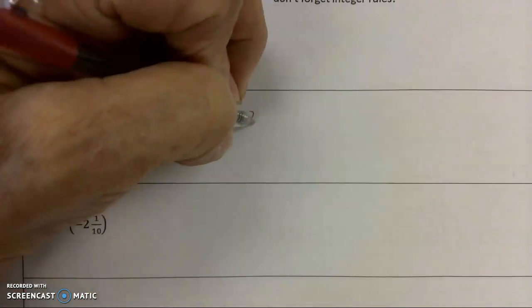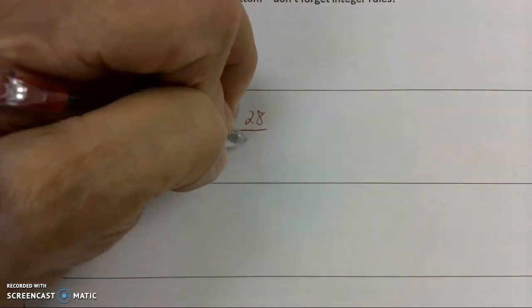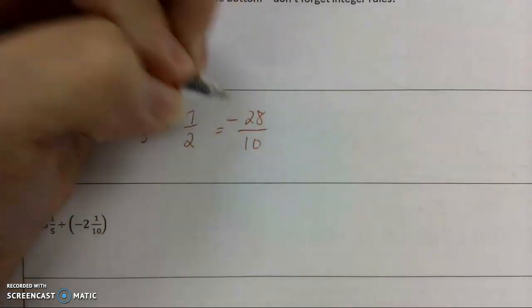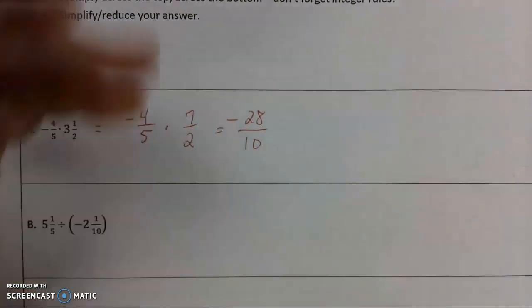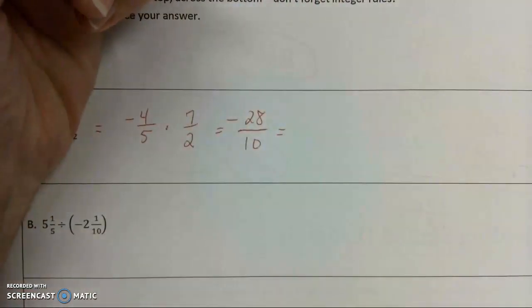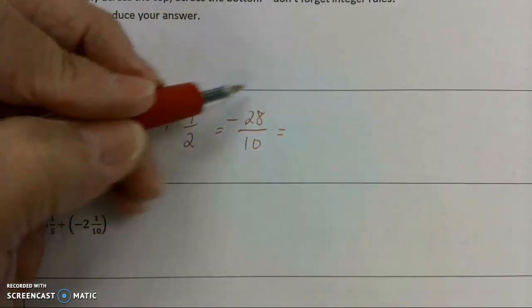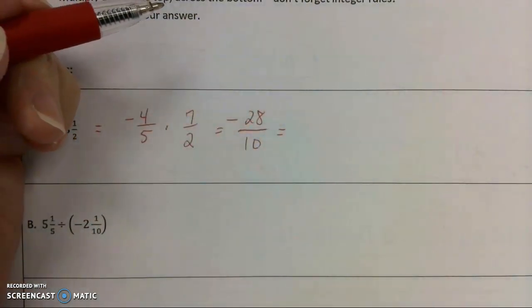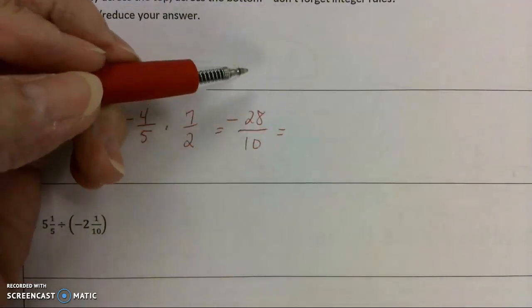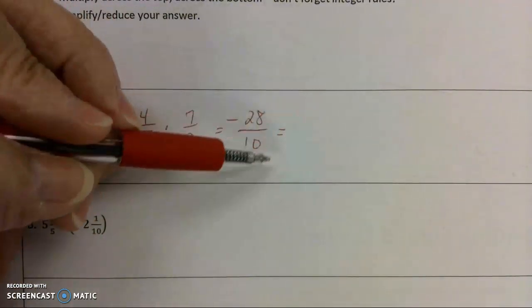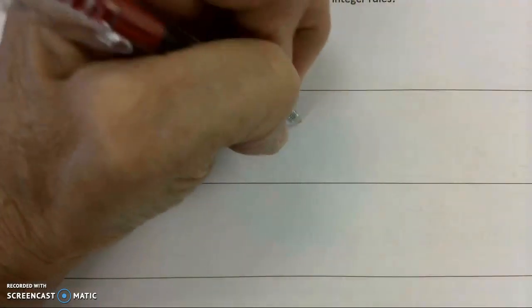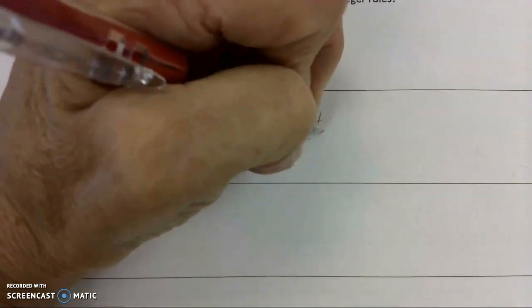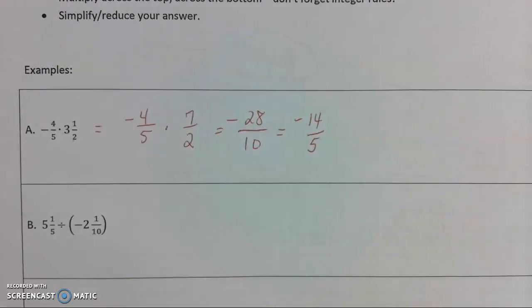4 times 7 is 28. 5 times 2 is 10. Put your negative sign. It doesn't matter where you put the negative sign. The answer is negative. Now, at this point, you should simplify. You can actually leave it as an improper fraction. And if I leave it as an improper fraction, I know that in this case, I can divide both of these by 2. If I divide them both by 2, that would give me negative 14/5.